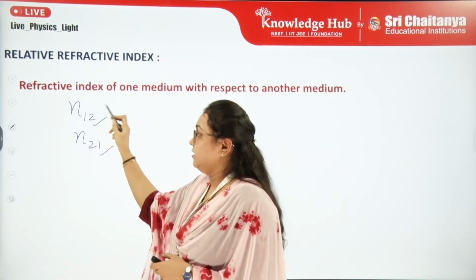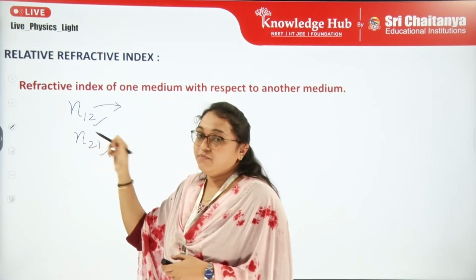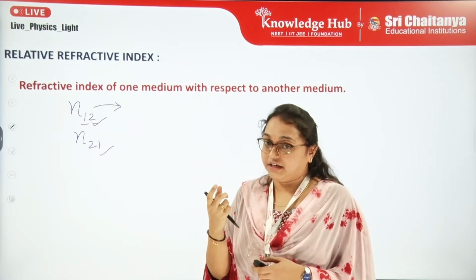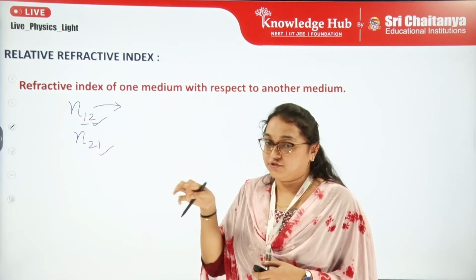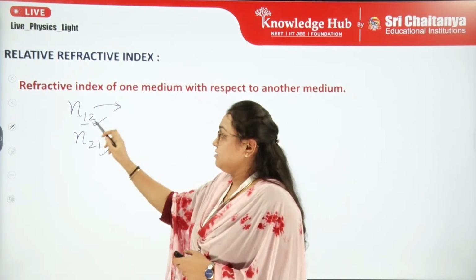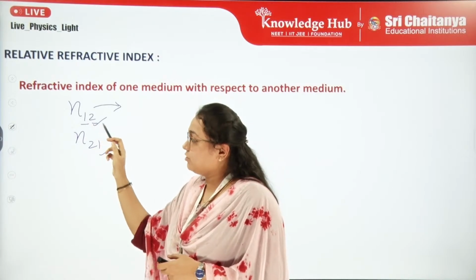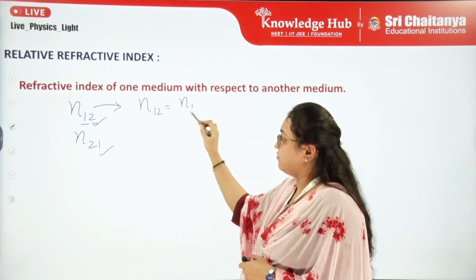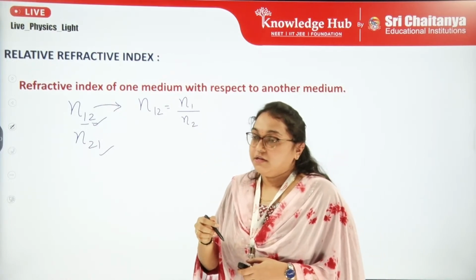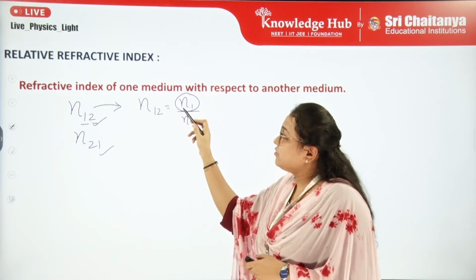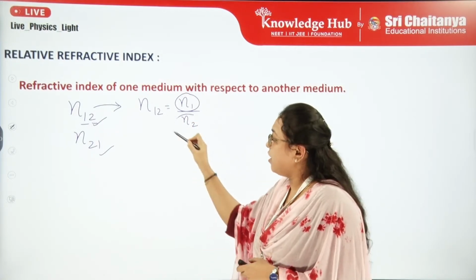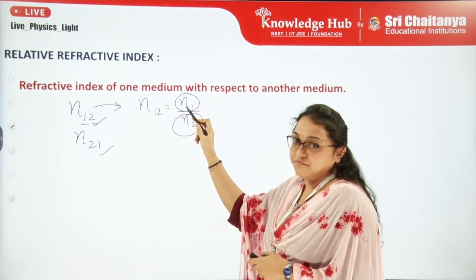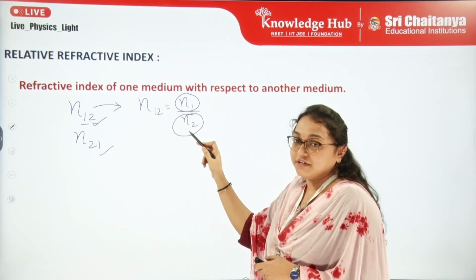This means that this is the refractive index of medium 1 with respect to medium 2. So we are talking about relative refractive index, so two media have to be involved. So I can write N12 as N1 divided by N2. So again, N1 means what here? It is the refractive index of medium 1, and this is the refractive index of medium 2. So it's simply the absolute refractive index of medium 1 divided by the absolute refractive index of medium 2.